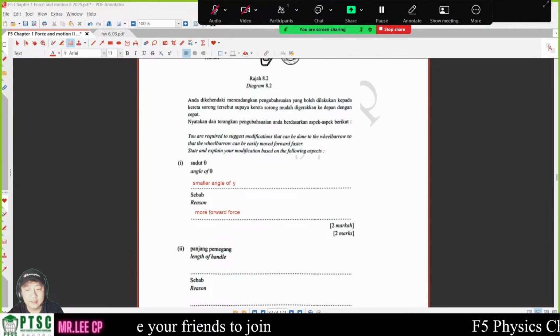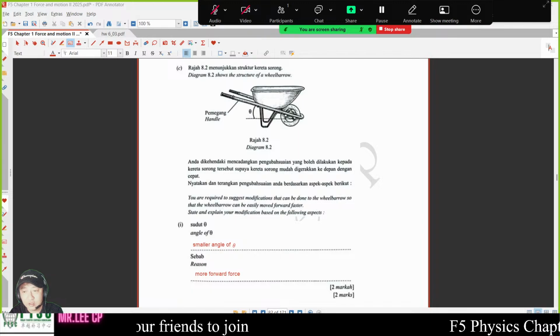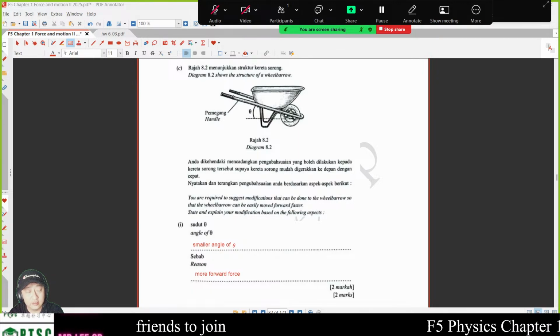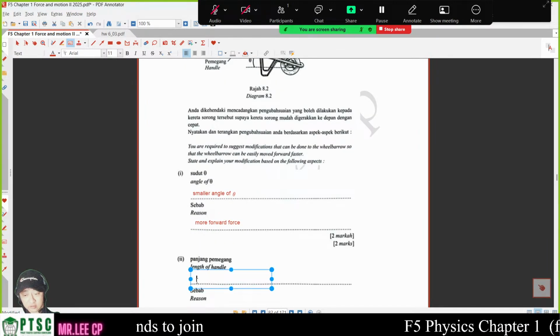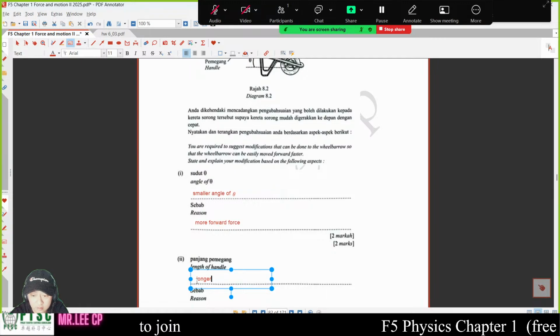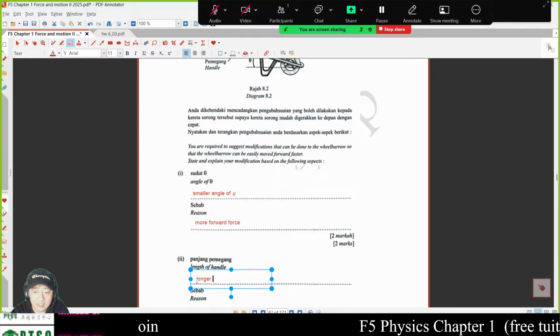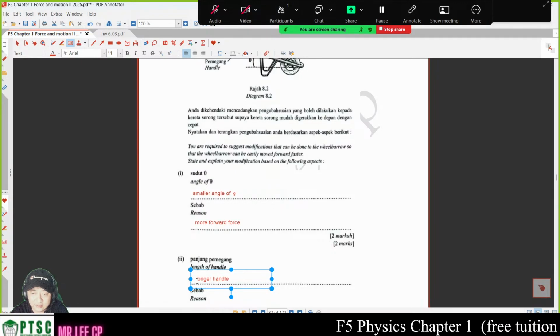Length. So should this be long or short? Long. So this has to be a longer handle.